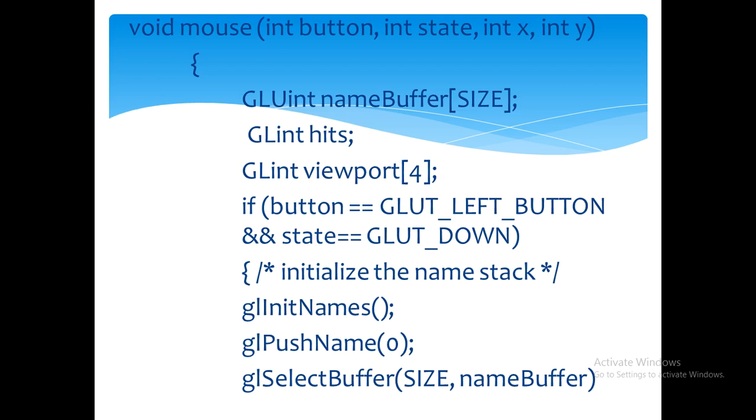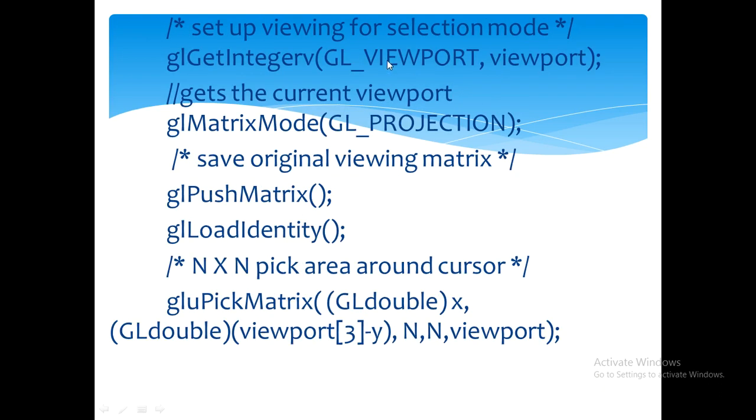Now I have to use my mouse: if button equal to GLUT_LEFT_BUTTON and state equal to GLUT_DOWN, that is the mouse left button and state down, initialize the name buffer. Then you start selecting: glInitNames, glPushName, pushing the names one by one, initially 0. Then glSelectBuffer with the size and the name buffer, whatever buffer you have initialized here. You select this name buffer and its size. Next, set up a viewing for selection mode, right?